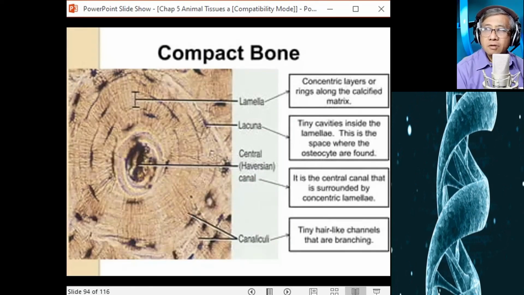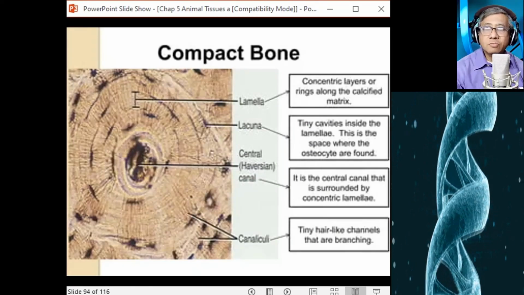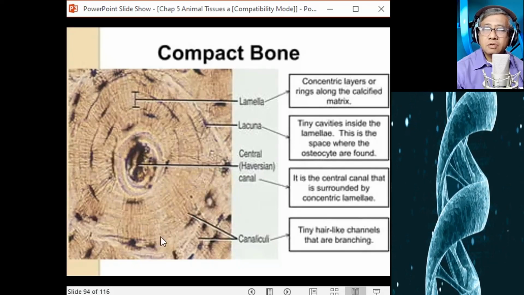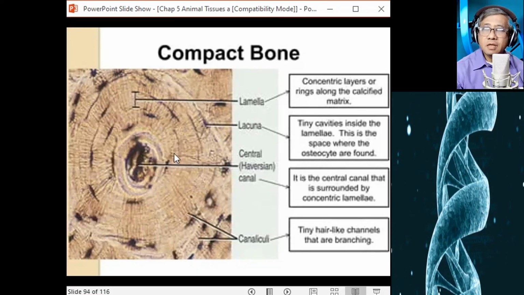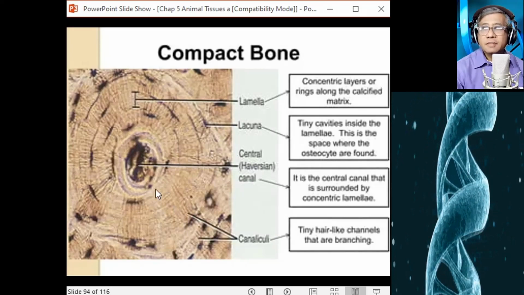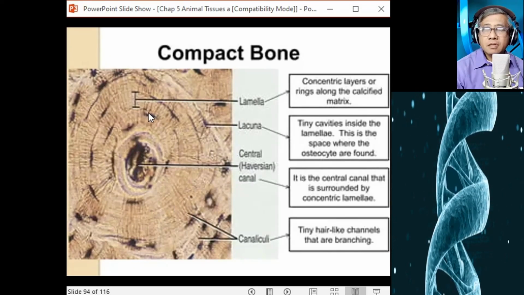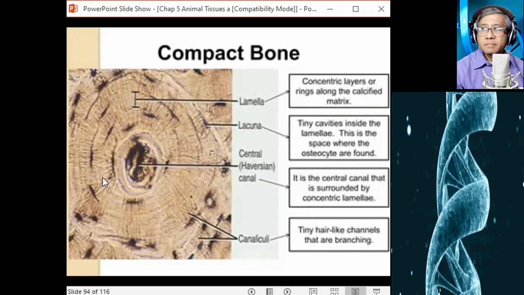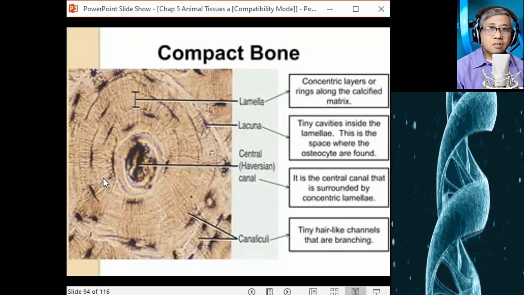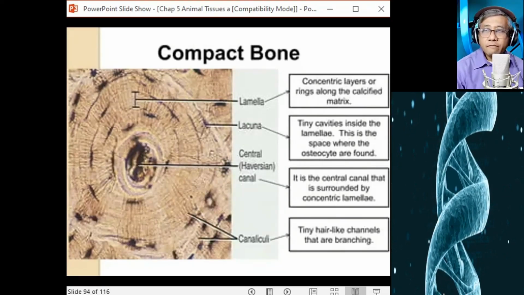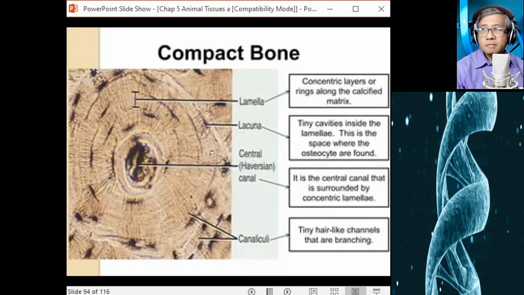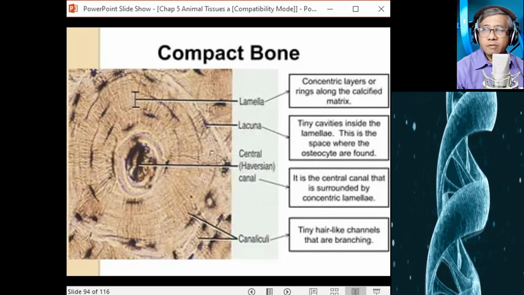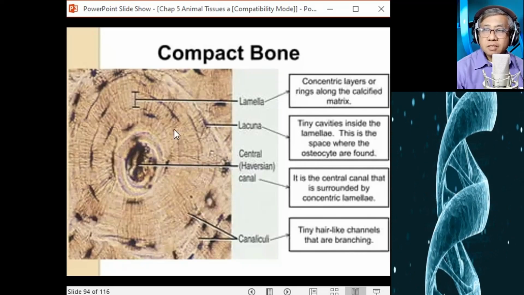Okay, along the calcified matrix. So this is one osteon. Ito, no? Ayan, ito yung isang osteon. An osteon is made up of these concentric layers of rings. Alright, then embedded in the matrix, ito yung mga cells called osteocytes. The osteocytes are located in tiny cavities called lacuna. The lacuna is the space where the osteocytes are found. Okay, the lamella is the matrix itself.